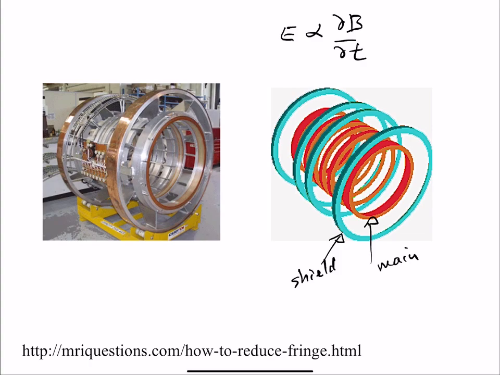We have these counterwound wires that reduce the fringe field, such that outside the room, the magnetic fields are quite reduced. If you ever go into an MRI system, for example, at our center, on the floor we lay out where the 5 Gauss line is, where the 10 Gauss line is, so we actually know where the fields are.